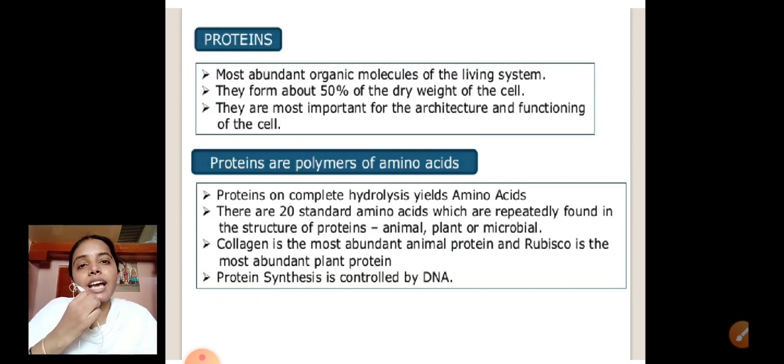Proteins are formed by polymers of amino acids. There are 20 amino acids present. Collagen is the protein that is most abundant in the animal world. In the biosphere, RuBisCO is the protein present in the greatest amount. It is abbreviated from ribulose bisphosphate carboxylase oxygenase. Even protein synthesis is controlled by DNA.